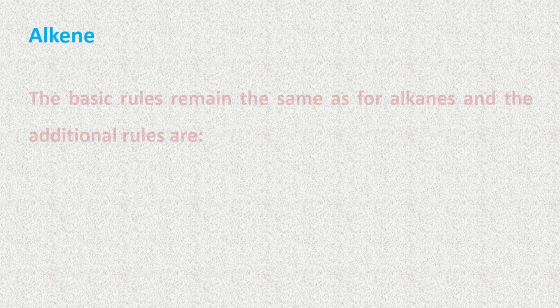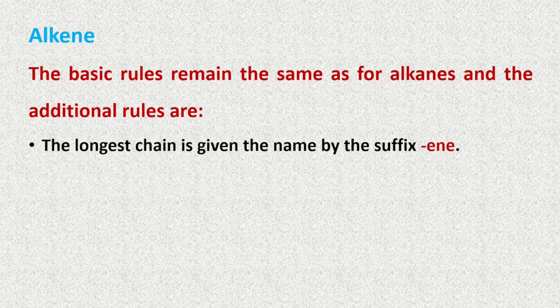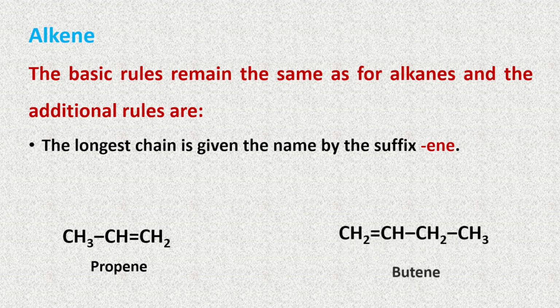Now coming to the alkene. The basic rules for alkene remain the same as for alkane. Some additional rules are as follows. The longest chain is given the name by the suffix "ene" in place of suffix "ane" as in alkane. For example, a 3 carbon base alkene is propene, while a 4 carbon base is butene.